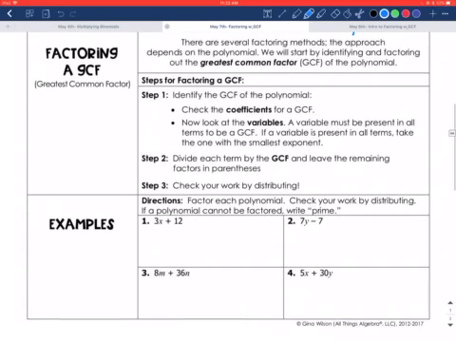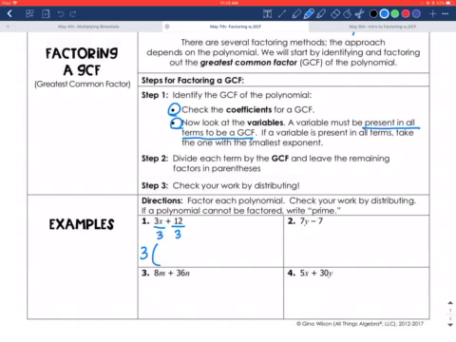So the very first thing we're going to do is focus on the coefficients. All right, we're going to check the coefficients for a GCF. So for number one, look at 3 and 12. Do they have something in common? Yes, they do. They have 3. All right, so we're going to put that 3 within open parentheses. And then we're going to look at the variables. Do we have a variable that is present in all terms? So in other words, is this x present in both terms? No, it is not. So we can't take out a variable.